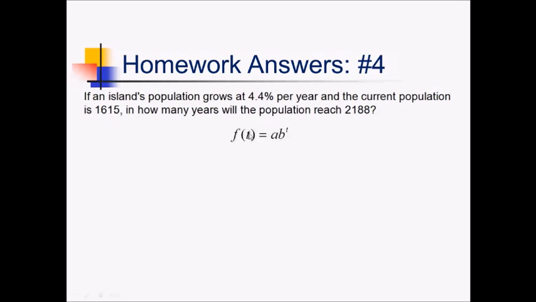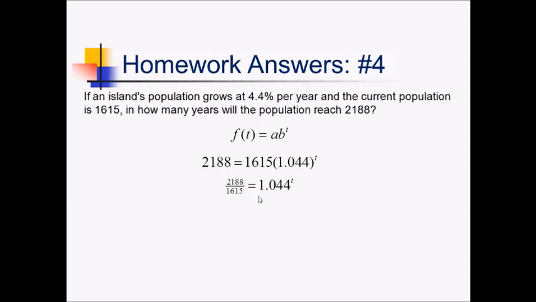We have an f of t amount of 2,188. That's our target output. We start with an a value of 1,615. That's our starting number of people. And our b value, since we're growing at 4.4% per year, that's going to be 1.044. And then t is going to remain a variable. To start this off now, we'll divide by 1615 to isolate that exponential term.